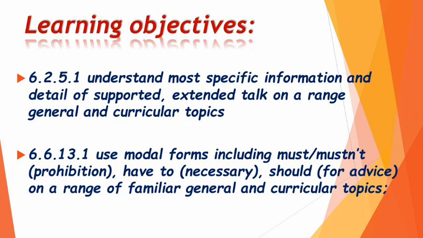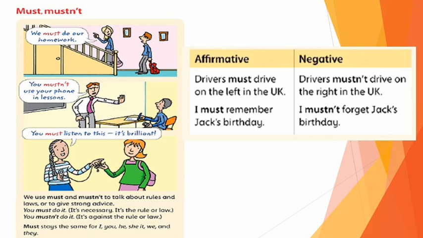Let's learn grammar. Must, mustn't. We must do our homework. You mustn't use your phone in lessons. You must listen to this. It's brilliant. We use must and mustn't to talk about rules and laws or to give strong advice.